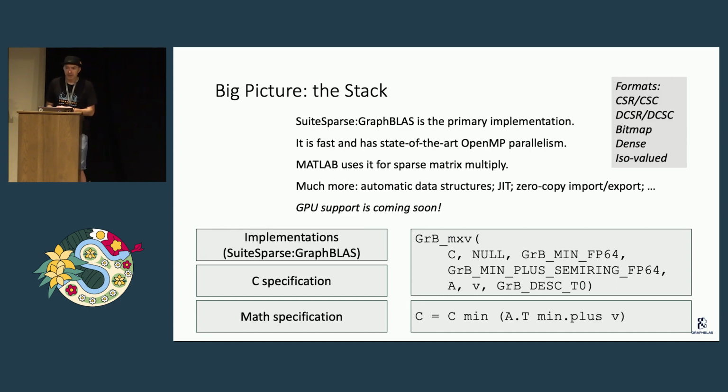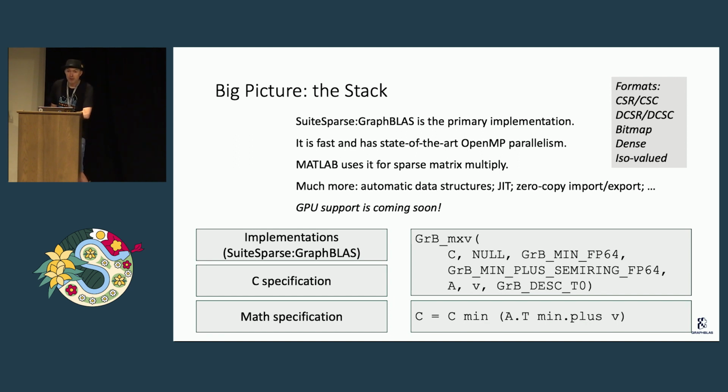On top of this is the actual C implementation, which is SuiteSparse:GraphBLAS by Tim Davis. It is a great library, makes it very easy to use. It is very fast on many benchmarks. Uses OpenMP for single machine parallelism on the CPU. GPU support's coming later.